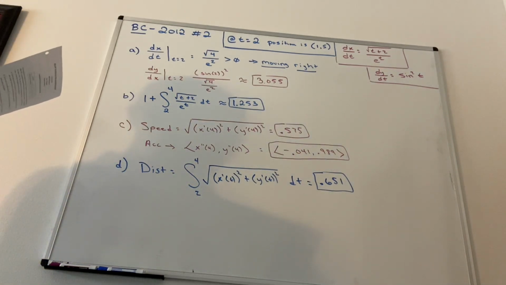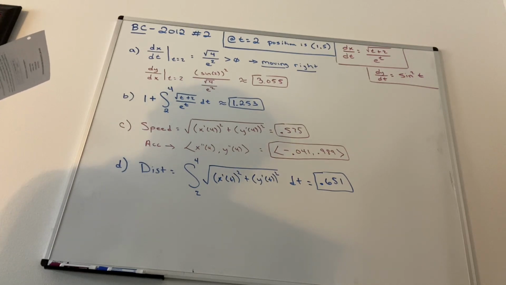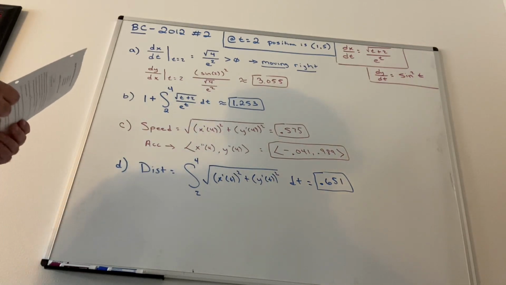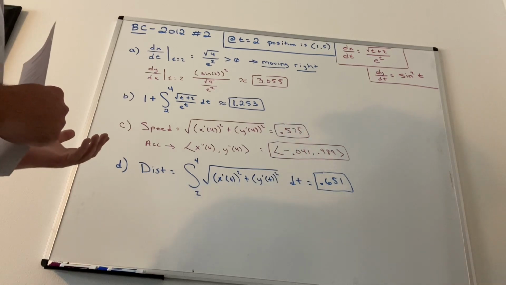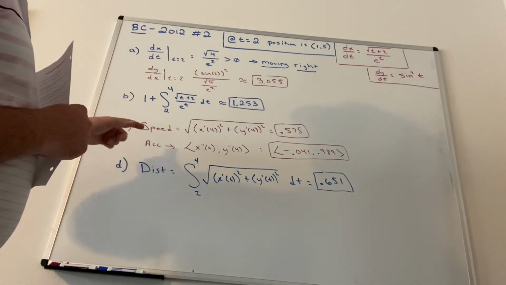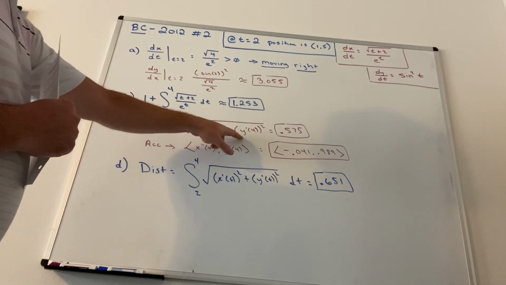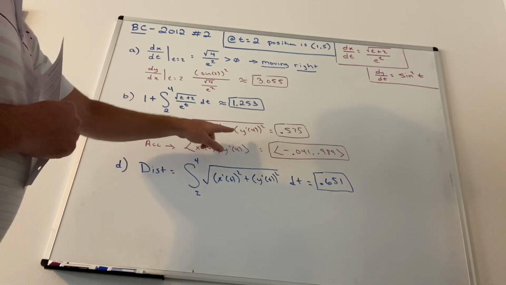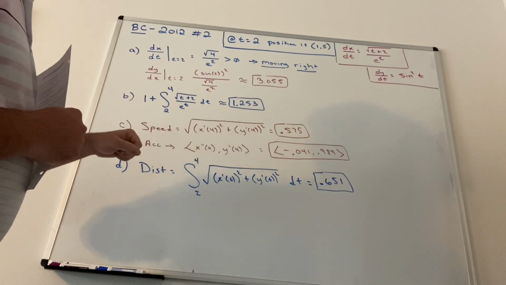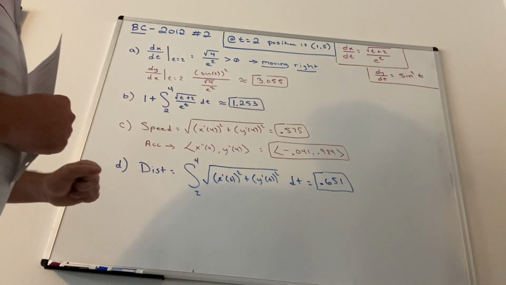Part C, find the speed of the particle at time 4, and then find the acceleration vector of the particle at time 4. So this is just plugging into formulas, really. You know that your speed equation is the square root of x'(t) squared plus y'(t) squared. You're just subbing 4's in, and you push buttons, and you get 0.575.